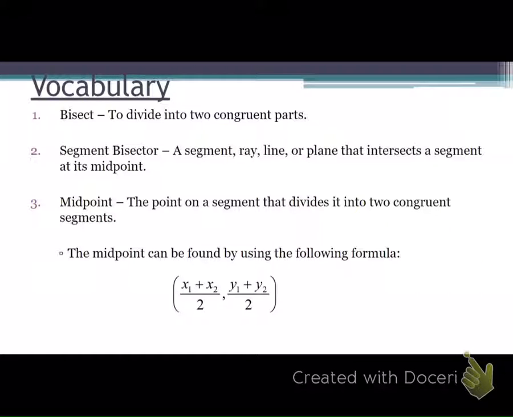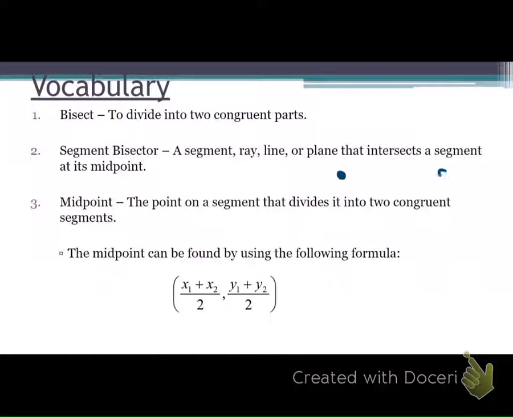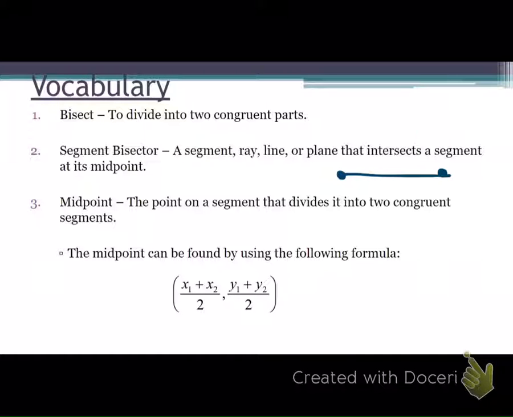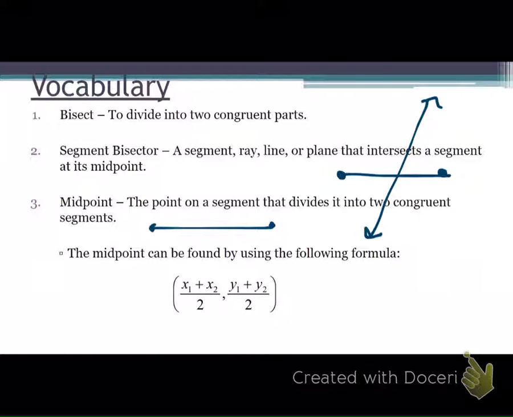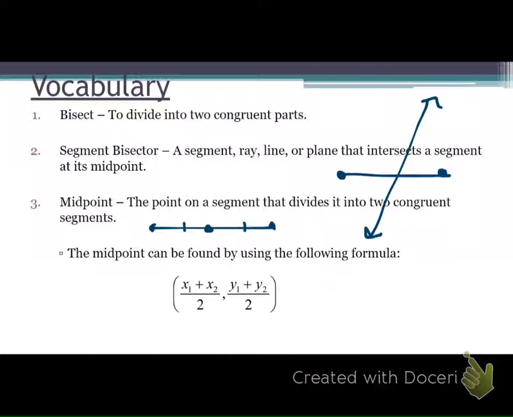Okay, so bisect means that there's going to be 2 congruent parts. A segment bisector would probably look something along the lines of this: a line going through a segment at its midpoint. And then a midpoint just looks like this. We got 3 dots. It's in the middle. So this segment is congruent to this segment.